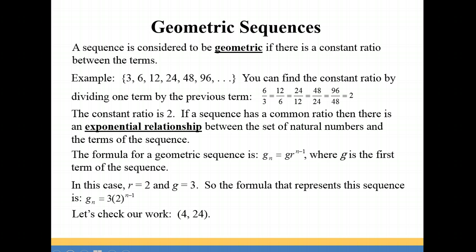Again, you want to check your work. So we also know that the fourth term has a value of 24. So if we plug in 4 for n, we should get out 24. Remember that we're going to subtract 1 from our exponent. So we put the 4 in for n in the exponent and reduced it by 1 to get 3. 2 to the third is 8 times our first term, which is 3, which gives us 24. So we know that we've done this formula correctly.